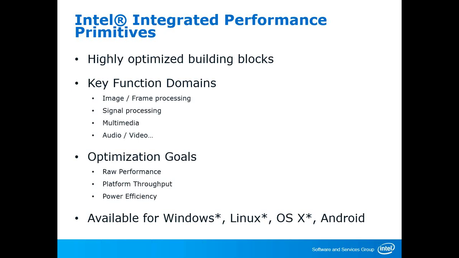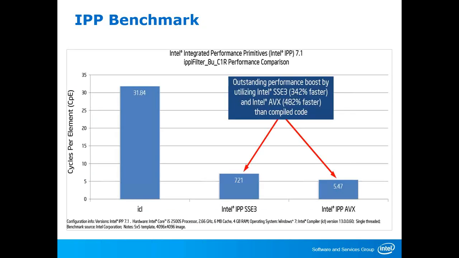Here are some of the benchmarks with IPP. There is a function called ippiFilter_8u_C1R. This particular function, when it was compiled with the Intel C++ compiler, which by the way already optimizes your code to run faster on Intel-based devices, took almost 31.8 cycles to execute.